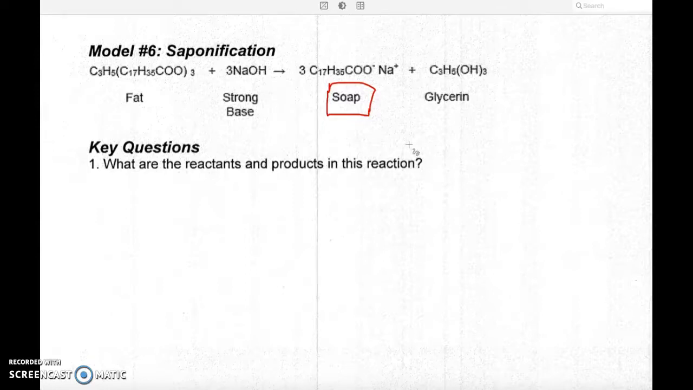And this is how we get a lot of the major soaps out there. This is how we got a lot of soaps from Bath and Body, from Olay, from Irish Spring. It's all about fat and a strong base. And this was also another reaction that we were going to do in class. Sadly, we did not get to it. So, those are our 6 chemical reactions.